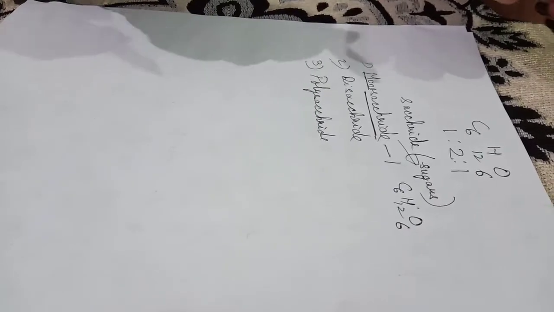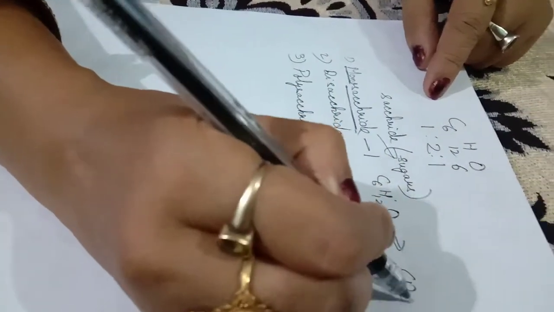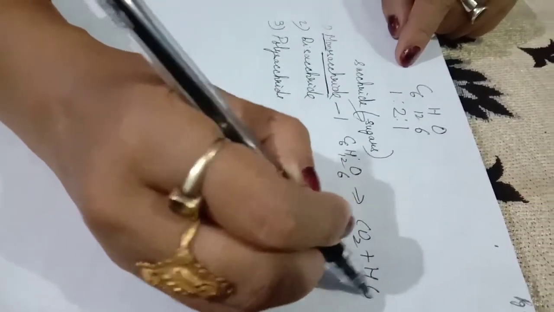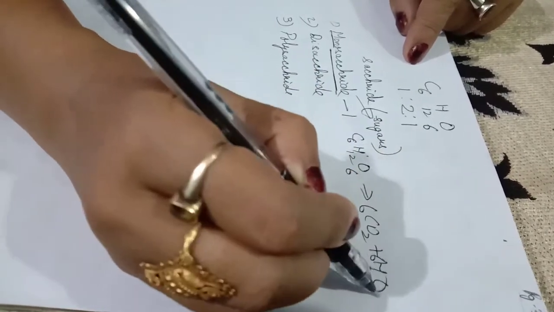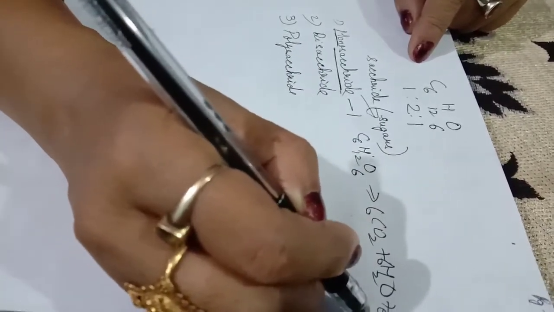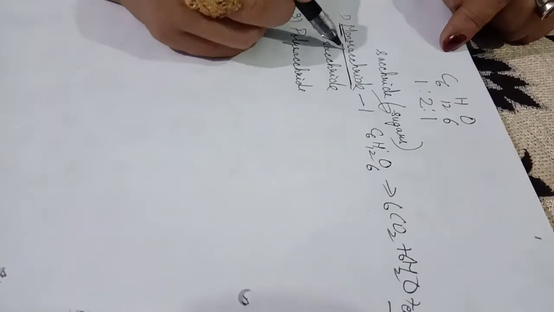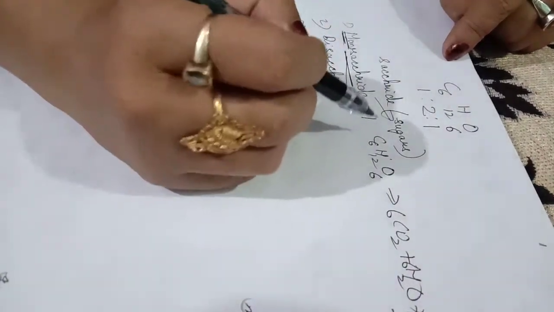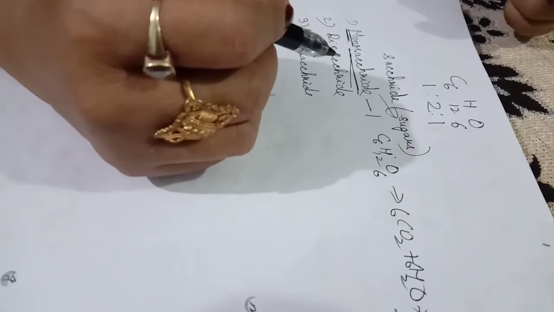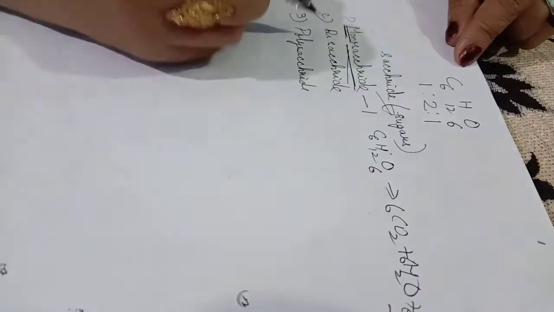That's why patients are given glucose, which readily breaks up into carbon dioxide and water. Got it? And energy. That energy is required for the different metabolic processes taking place inside our body. So monosaccharide means one saccharide unit. Examples are glucose, fructose, clear, and galactose.